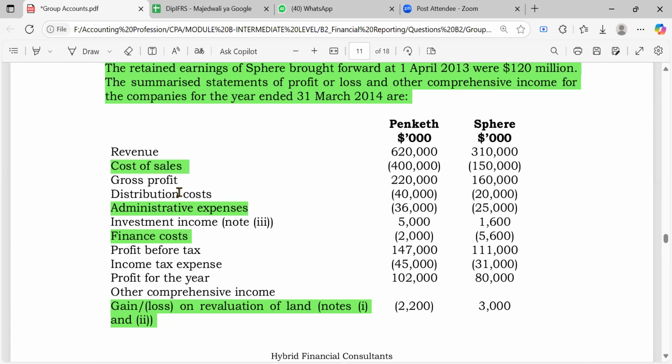Let's just write this. Administrative expenses, we had investment income. Why have they given us gross profit? What is the problem with the gross profit? Revenue minus cost of sales, but we are supposed to calculate it. It's for us to find it.